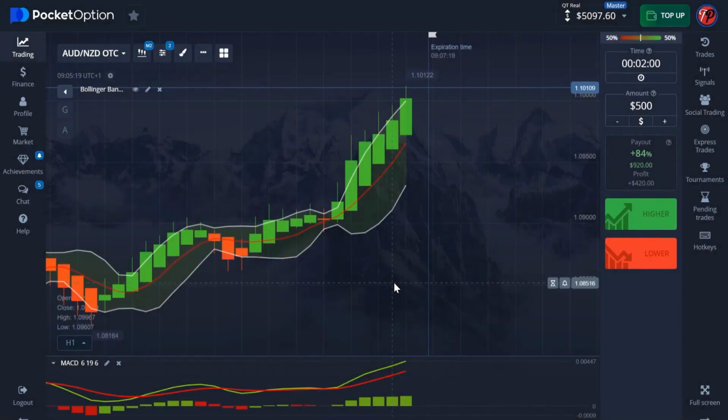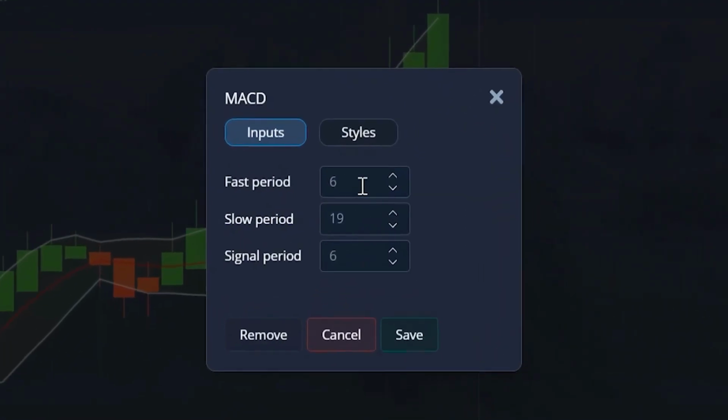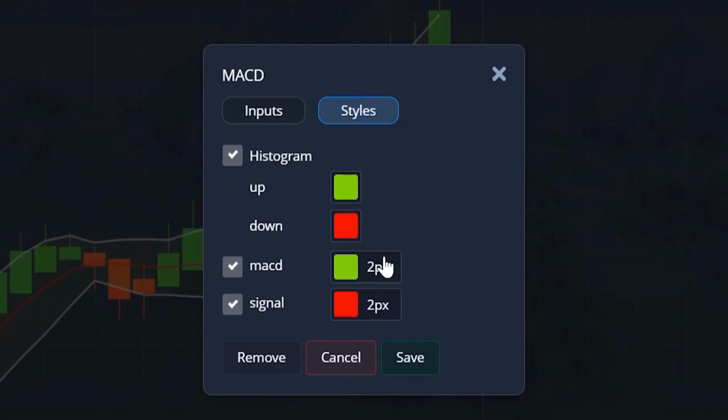The last indicator I use, which is the second indicator, is an MACD with a fast period of 6. The slow period is 19, while the signal period is 6. On the style part here, make sure I take my lines, the MACD line and the signal line, to 2 pixels. So that's pretty much all you have to do. When you're done, you hit save.